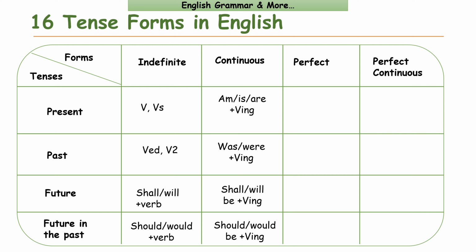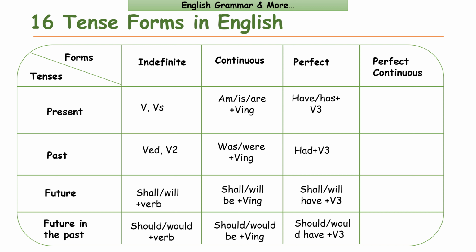When it comes to perfect tenses, the main formula is have followed by the third form of verb. Now, for present perfect, it would be have or has, verb in the third form. For past perfect, had, verb in the third form. For future perfect, shall or will have, verb in the third form. For future in the past perfect, should or would have, verb in the third form.